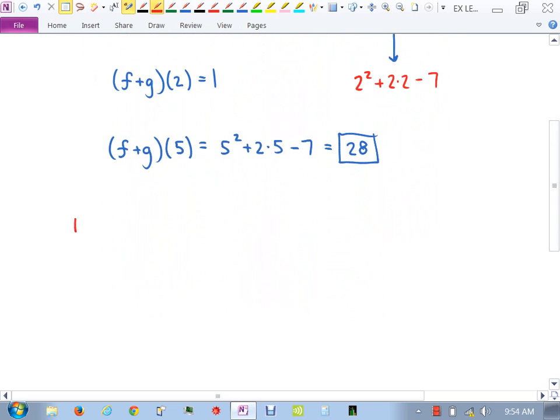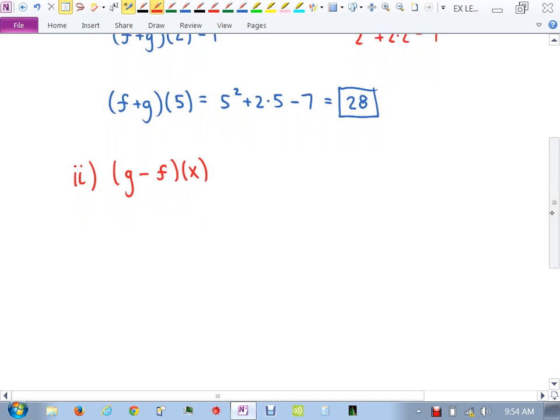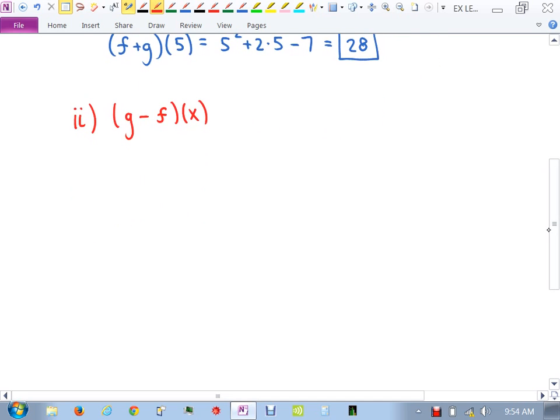Second one. Let's see. What happens here? What if I ask you for this? So I'm asking you to figure out what g minus f of x is. So here's the answer. g minus f of x means I'm going to subtract the two functions. And which one will go first here? g, because of the order I put it in, right? So I'm going to take g of x, and subtract f of x.